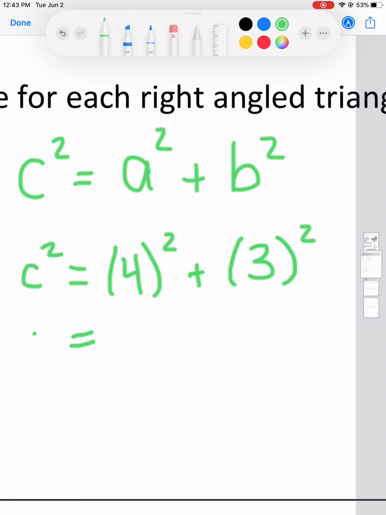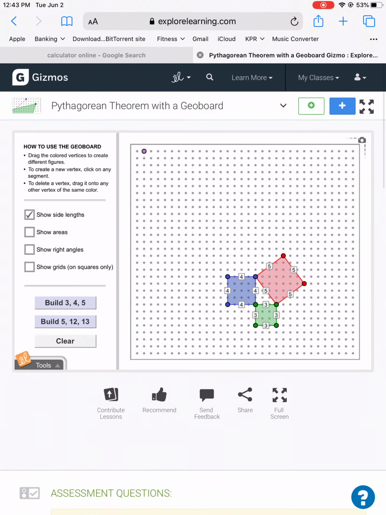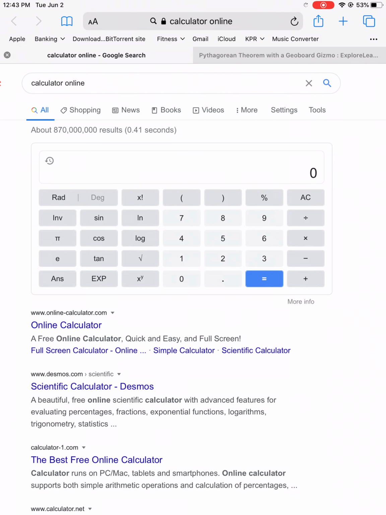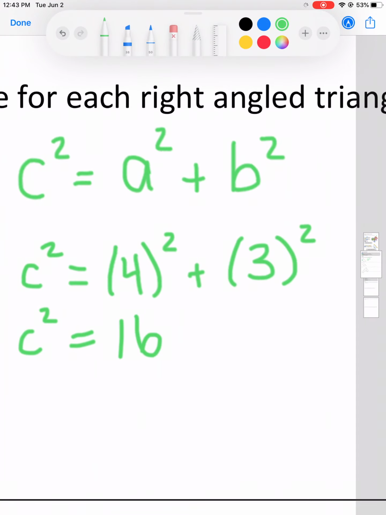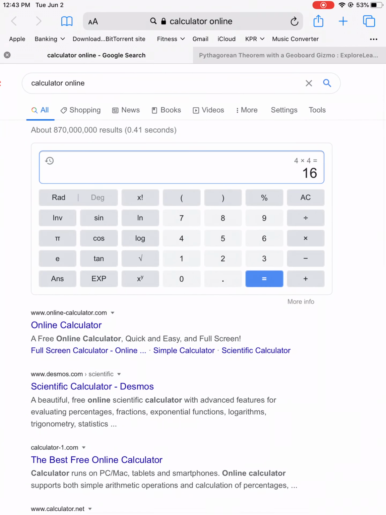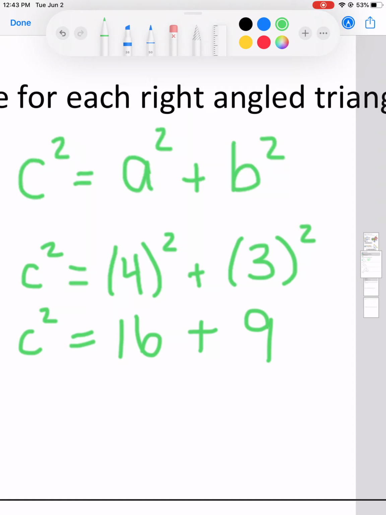Okay. Now we're going to do 4 squared. We can't forget about this guy here. So 4 squared, that's 4 times 4. If you know that off the top of your head, that's perfect. That's 16. 3 squared, 3 times 3 is 9. So c squared is equal to 25.